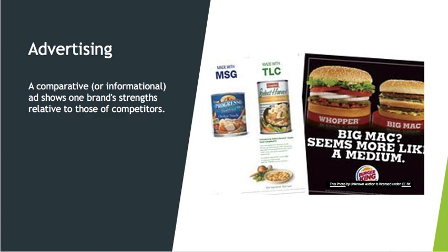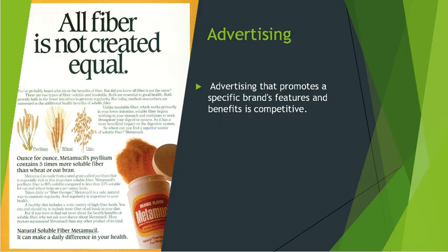Know that a comparative or informational ad shows one brand's strengths relative to those of their competitors. You can see here the Whopper versus the Big Mac. That's comparative. You're comparing against your competitors. Then you have competitive, and this is where you're outlining and promoting your own brand features and benefits. That's a competitive ad.